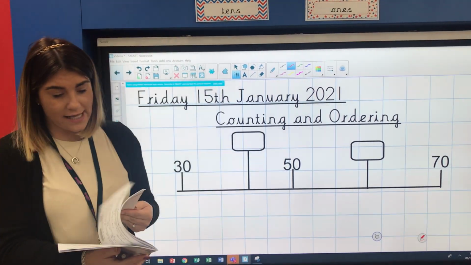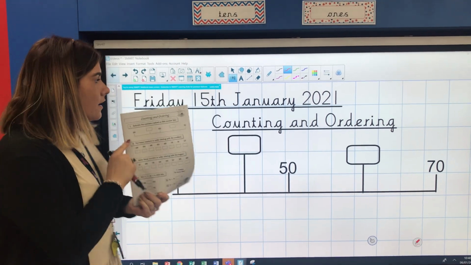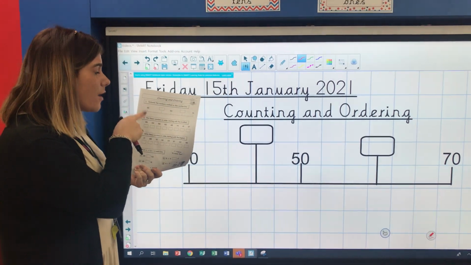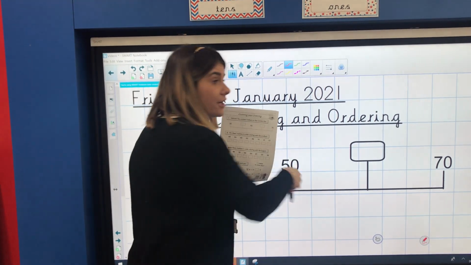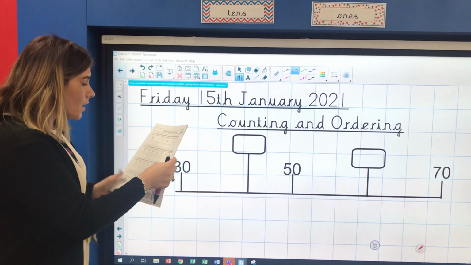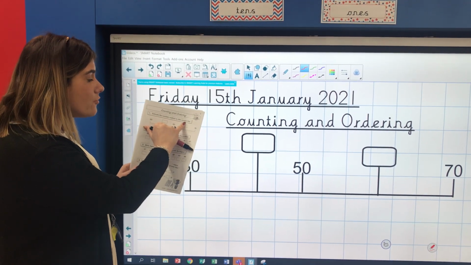So we're going to turn today to page 5, so it's day 5 and page 5. Now, so far in this section, we've focused mostly on counting, but we are going to start today looking a bit more at the ordering side of ordering numbers. So your first question says, estimate the numbers marked on the number line.